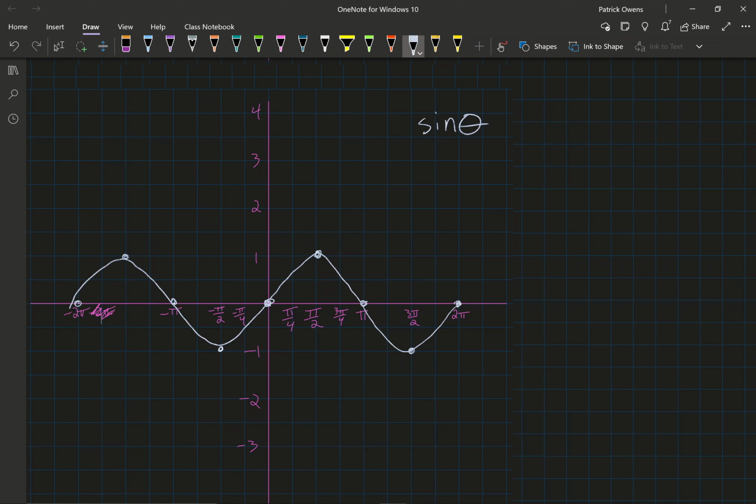So there's sine of theta. For sine, cosine, secant, and cosecant, the period of the function is 2 pi divided by b, and then for tangent and cotangent, the period is pi divided by b.